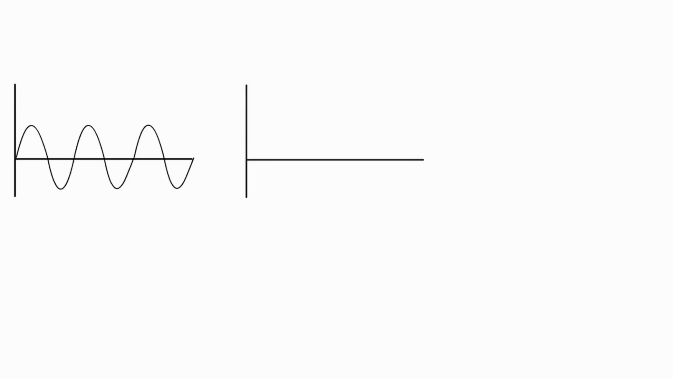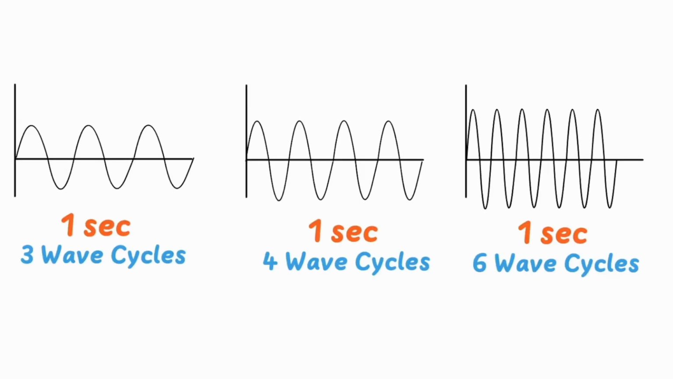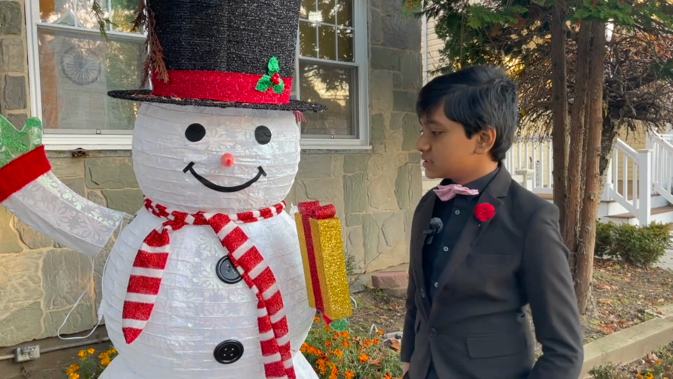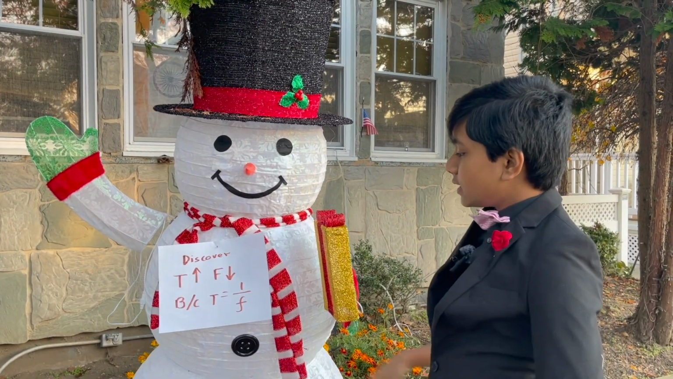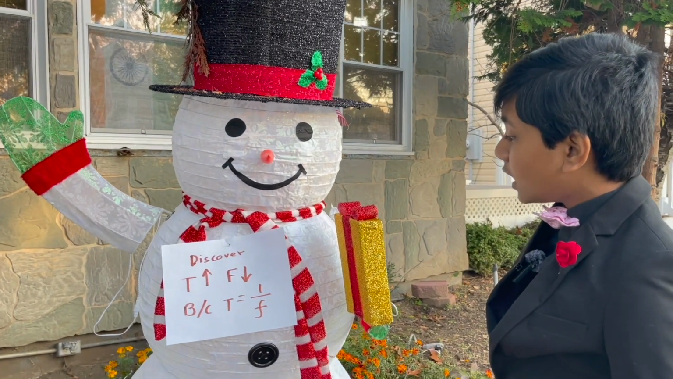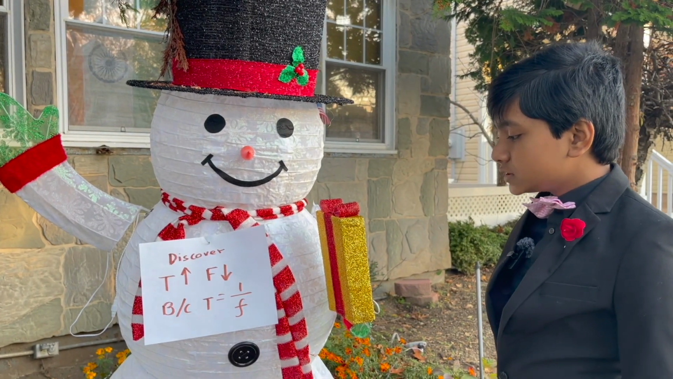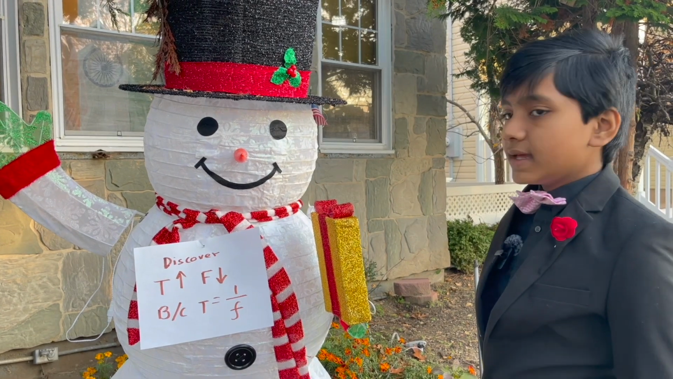Now find the frequency and period of these three graphs. See what Frosty the Snowman here has discovered. All right, so let's read this. As the period goes up, the frequency of a wave goes down because the period is the inverse of frequency.